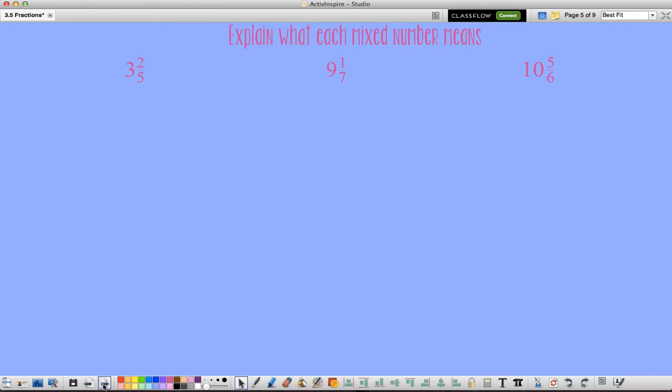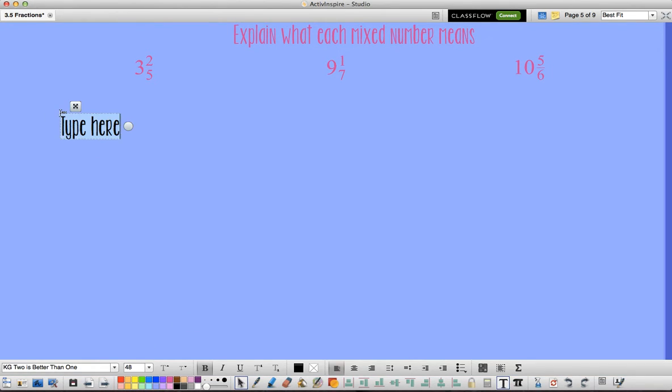So let's look at these problems. Let's explain what each of these means. So I'm going to go ahead and type so it goes a little faster and is a little easier to read. So my whole number tells me again how many of each group or how many of the denominator I have. So my whole number tells me I have 3 groups of 5.